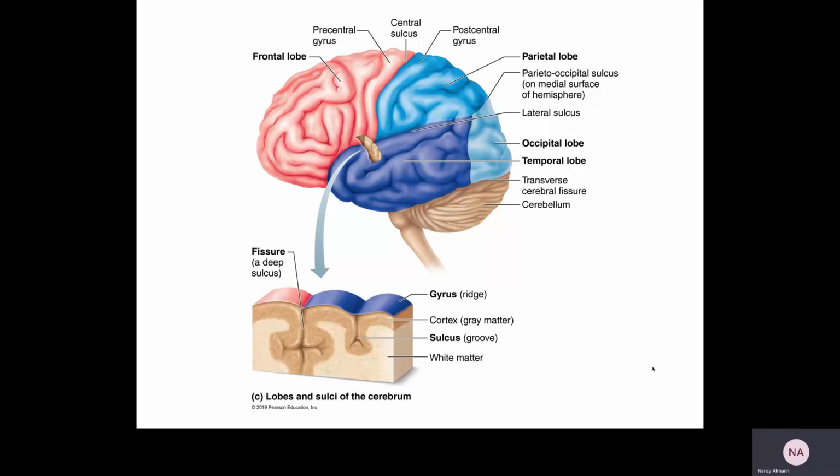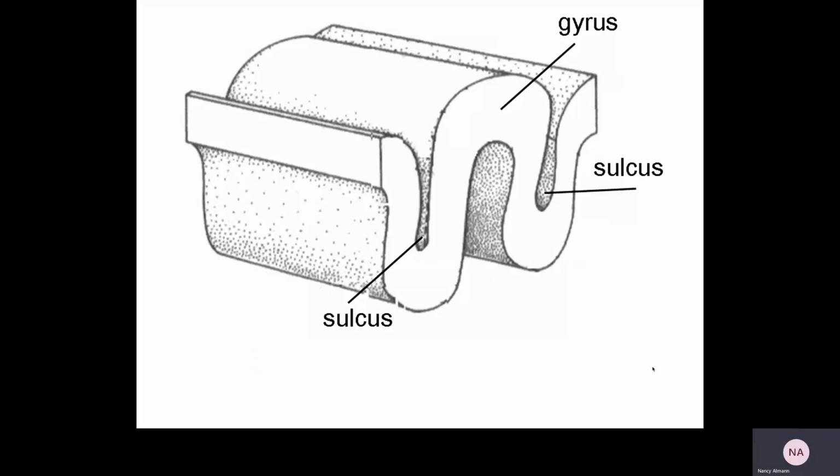The cortex is composed of gray matter. Gray matter is basically unmyelinated axons. White matter is myelinated axons, and hence the terms gray matter and white matter. This shows you a gyrus and two sulci.